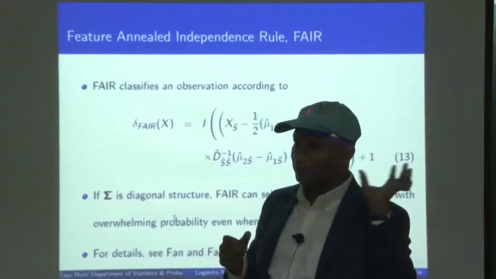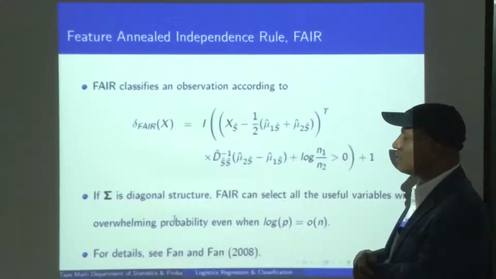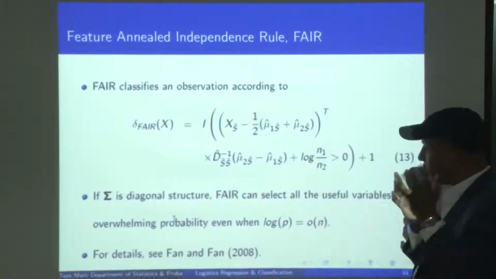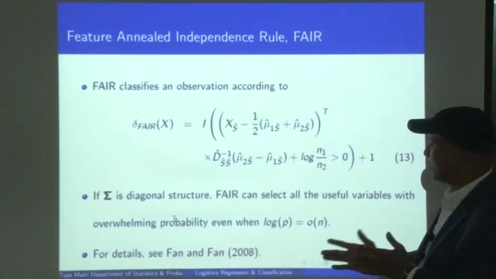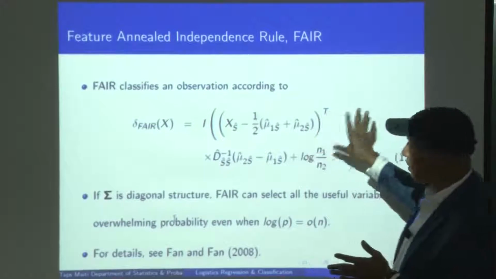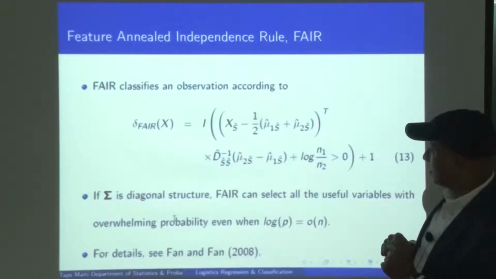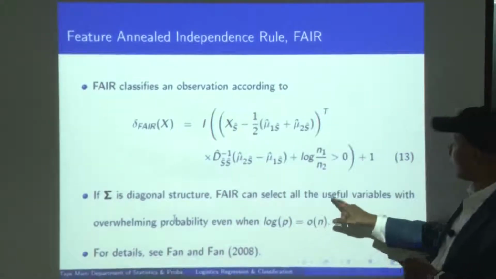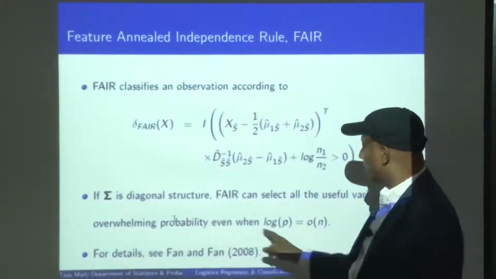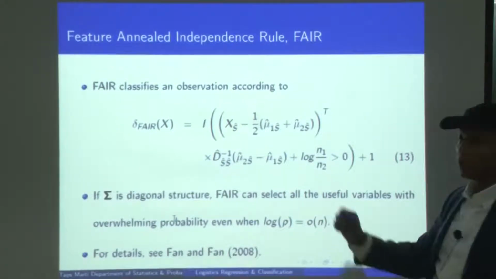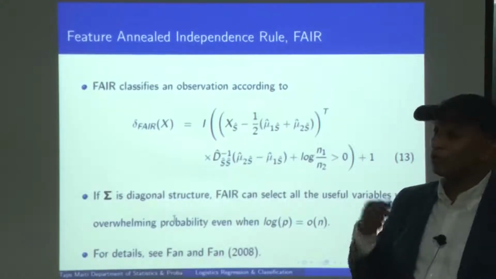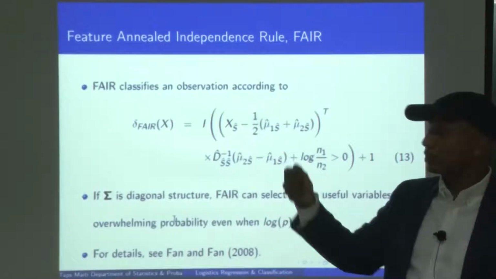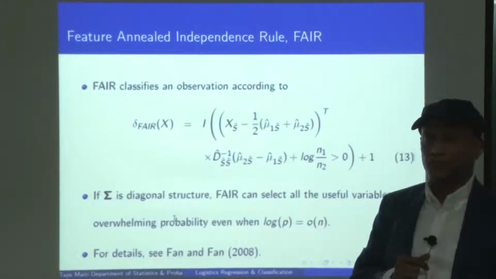You can see that whatever I talked about in the lasso, exactly the same ideas. So that's why lasso is such a powerful idea. You have to apply it. So these things are all coming from that thought of dimension reduction. So once you have this thing, then you apply this part, and the claim is that FAIR can select all the useful variables with probability, at this rate, log p equal to lower order of n. That means even if your p is exponentially increasing relative to the sample size, it can still do pretty well. Okay, that's the mathematics.